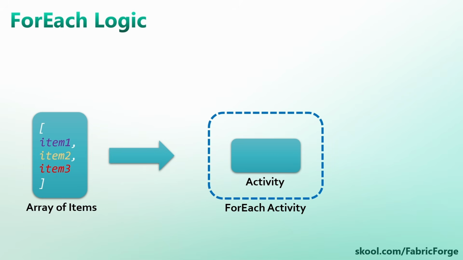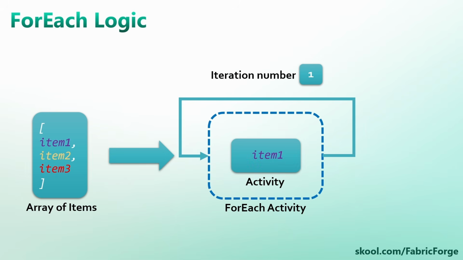Inside the activities in the ForEach activity, we are going to reference these items with the reference @item. This will fetch the current item in the loop from the list of items that we are running in the ForEach activity. So, during the first iteration of our ForEach activity, this item reference will fetch item 1 from our array and use that value in our activities.